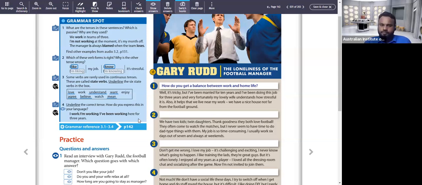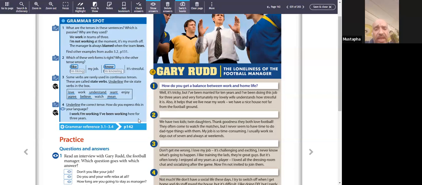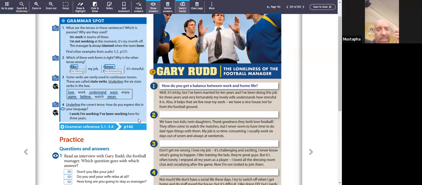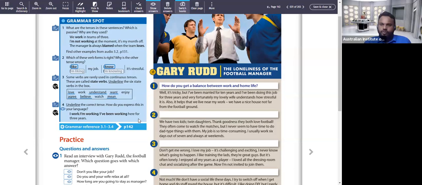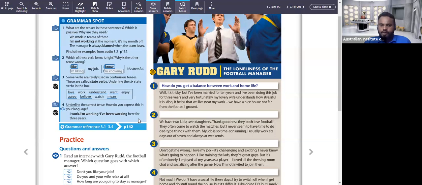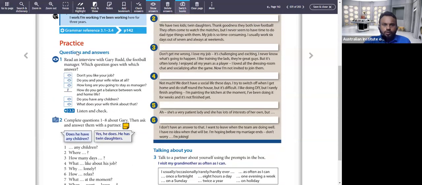Yeah, but we have "for 3 years." That's right. We should use present perfect continuous, because there is "for," or even if it is "since." So for a period of time, that is when we use present perfect continuous. Okay, beautiful. All right, now we're going to this practice, questions and answers.